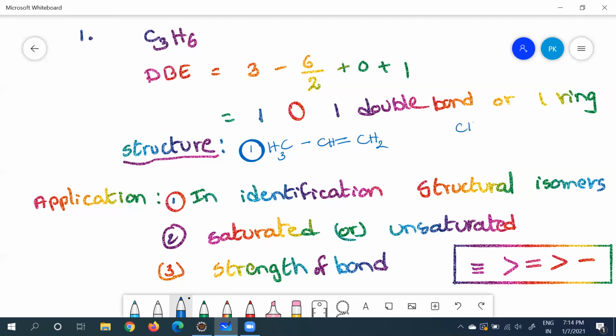Okay, so one more way is what here, see, one double bond is present. You can even write a ring structure. See now, CH2, CH2, CH2. Total 3 carbons, 6 hydrogens. So this is the second possible structure of C3H6. 2 possible structural isomers are there. Okay, similarly, let us see one more example.